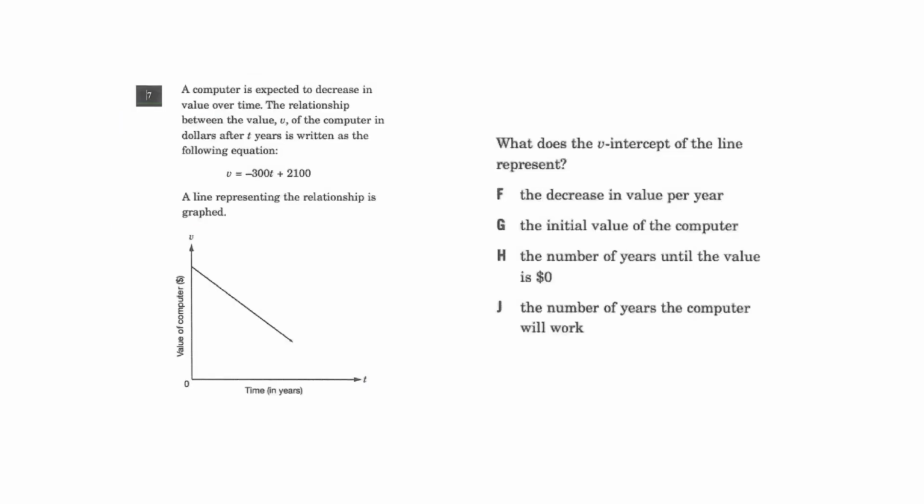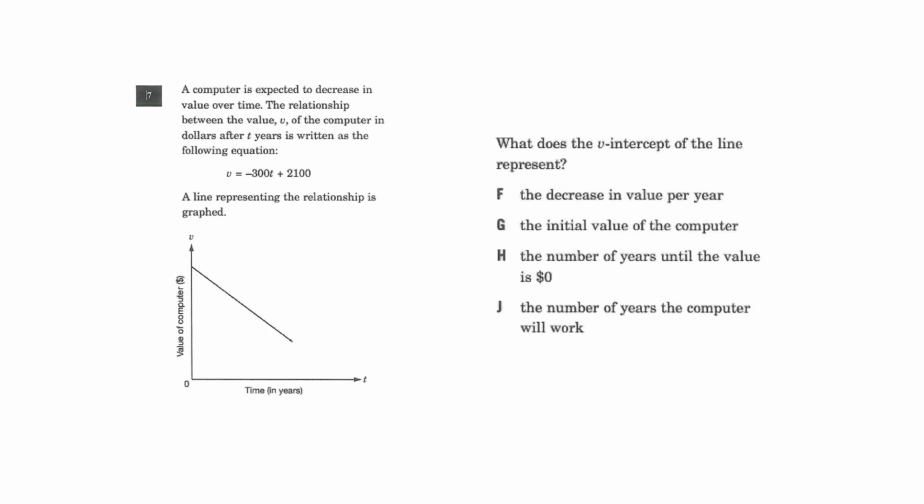In our next example, we have a computer that is expected to decrease in value over time. The relationship between the value V of the computer in dollars after T years is written as follows: V equals negative 300T plus 2100. So a line representing the relationship is graphed. So we have it going downwards. So that makes sense. We have a negative slope, so it's going down and to the right over time. So it says, what does the V-intercept of the line represent?